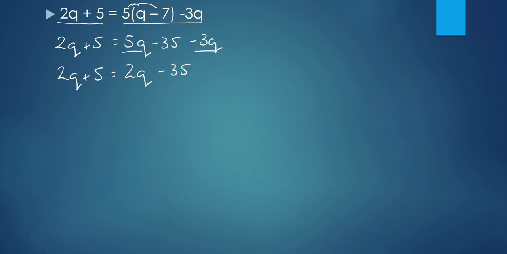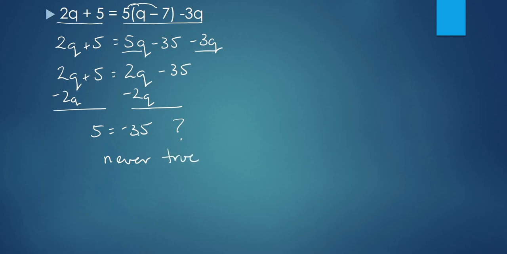Now I'm going to move my constants to the left like I've been doing. Subtract 2q from both sides, and I get 5 equals negative 35. Wonder if I did something wrong. Let's take a look. Here's what's happened. We now have a situation where it is impossible to make the left side equal the right side. This is never true. I haven't made any math mistakes, but 5 does not equal negative 35.